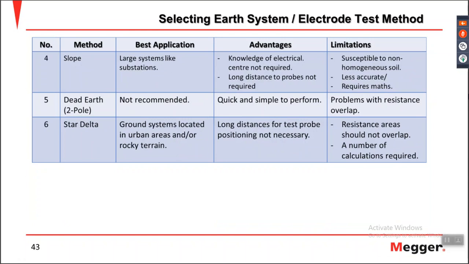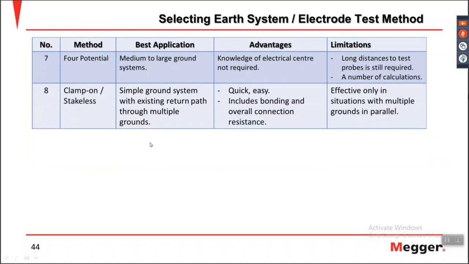And that are so far not really recommended for the two-pole method, but you can use this method together with the star delta method, because star delta actually uses that method to measure each resistance on the measurement. And for star delta on a ground system located in an urban area where there is limited space, you can try to measure with the star delta method.